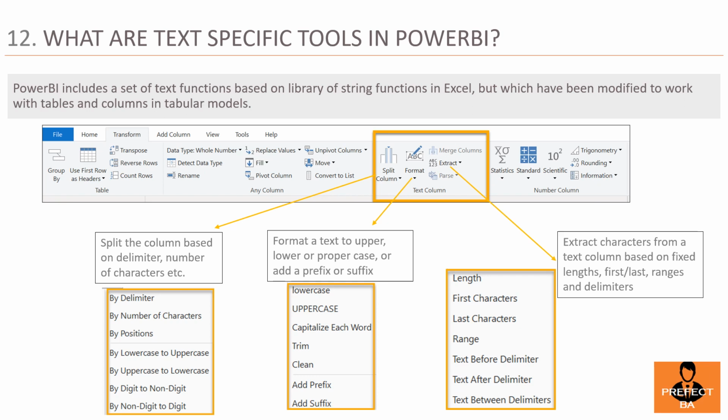For example, if we have name as John Doe's in lowercase, an analyst wishes to convert it into uppercase, then go to format and select the function uppercase, and the output would be John Doe's in uppercase. Also, these text-specific tools cover many functionalities like split column, format, and extract, which are being covered in detail further.